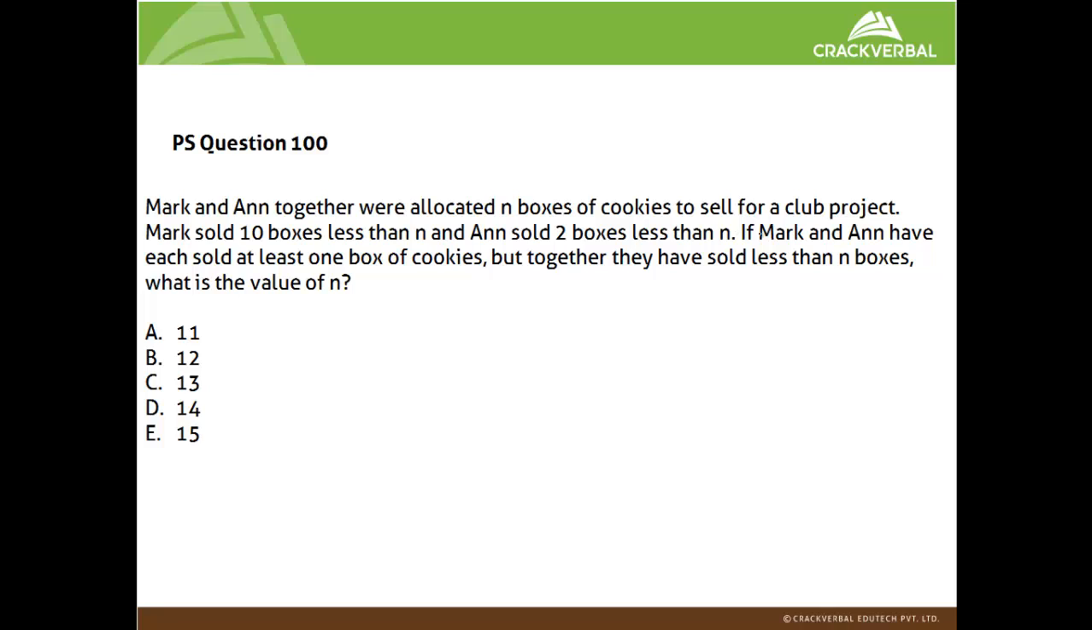The question says Mark and Anne together were allocated n boxes of cookies to sell for a club project. So both Mark and Anne were allocated n boxes to sell for a club project. Mark sold 10 boxes less than n. That means if there are 20 boxes, Mark would have sold 10 boxes, that is 20 minus 10. So Mark sold n minus 10 boxes. Let's put this as sold.